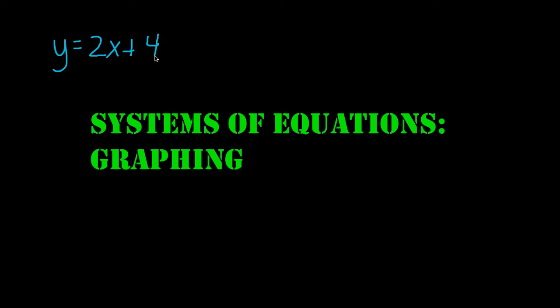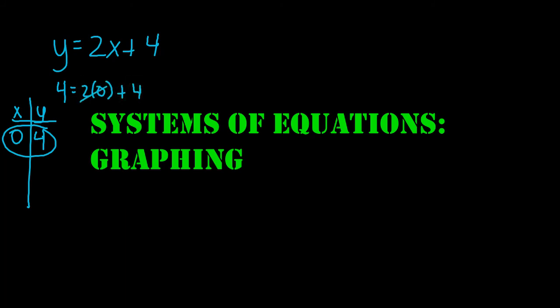we know that there is an infinite number of inputs and outputs that will make this statement true. For example, if I had an input of 0, then 0 times 2 is 0, and 0 plus 4 is 4. I would get an output of 4. And the reason why this coordinate is a solution to that equation is if I go back and plug those in, is 4 equal to 2 times 0 plus 4? Is 4 equal to 4? And of course the answer is yes, it is. So 0, 4 is one solution to the equation y equals 2x plus 4.